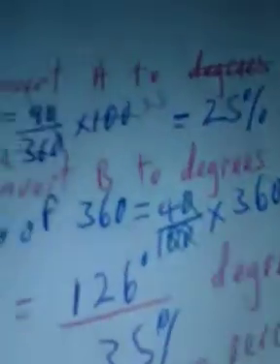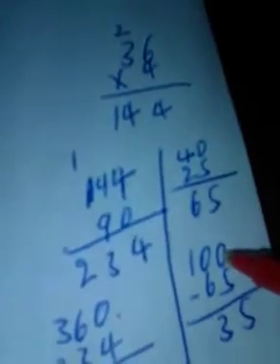126 degrees. Or if I wanted to write this as a percentage, how would I do that? Add up all of the percentages. This is 25% plus 40% is equal to 65%. 65, and subtract that from 100%, I end up at 35%.